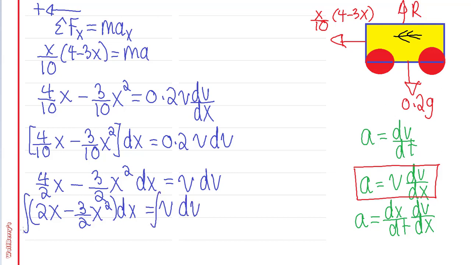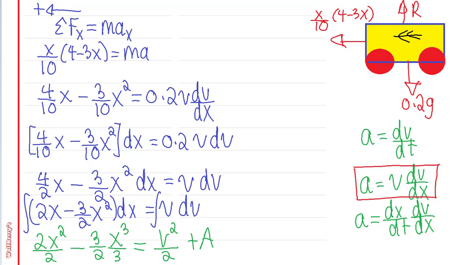And now we can integrate both sides with respect to their variable. So, let's integrate. The integration of 2x becomes 2x to the power 2 all over 2, minus 3 over 2 stays the same, x to the power 3 over 3. Remember, for integration, you add 1 to the power and divide by the same number. Now, the integration of v will be v squared over 2 plus a. And this is the general solution of the equation. Now we have to find the particular solution, which means substituting v and x and finding a.